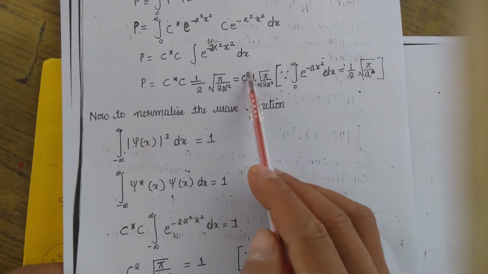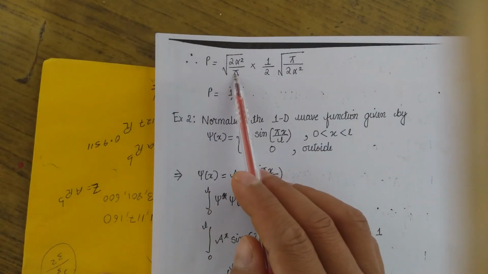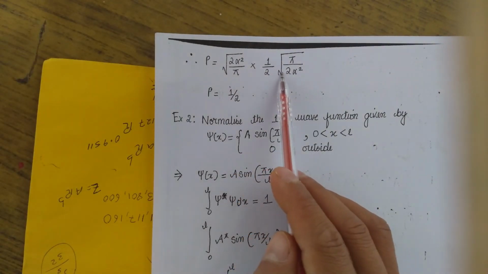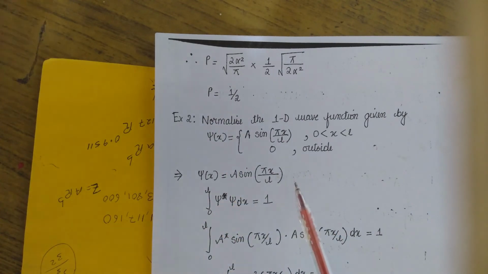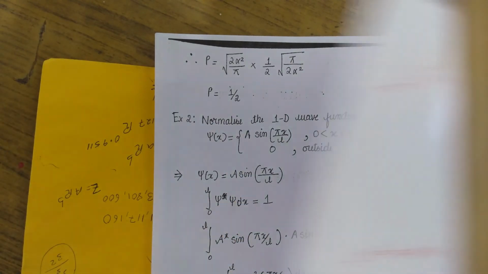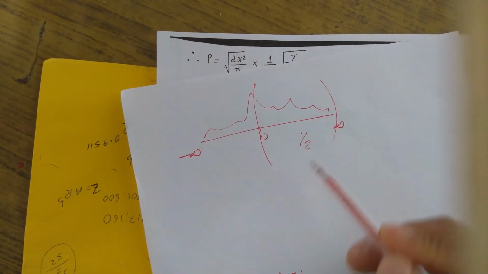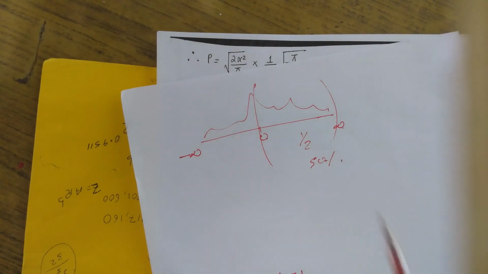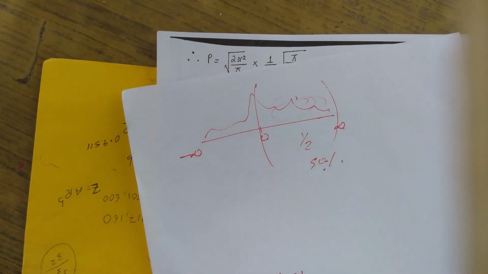Instead of C square, we put in this value, substituting C square and the remaining term. If we cancel out, we get half. So the probability of finding the particle from 0 to infinity is half, which means 50%. So the probability that the particle will be in this area is 50%.